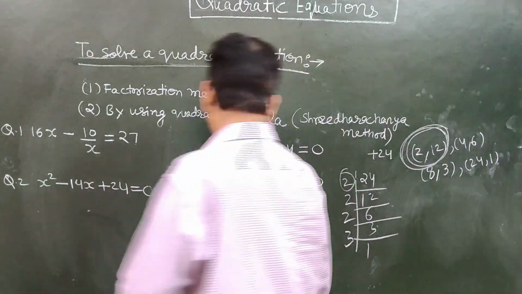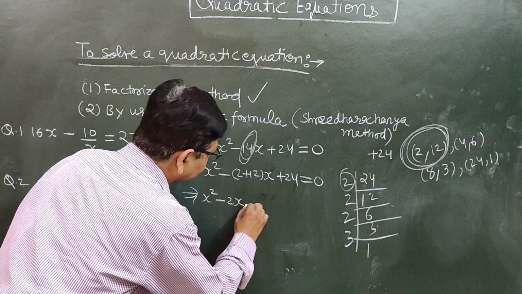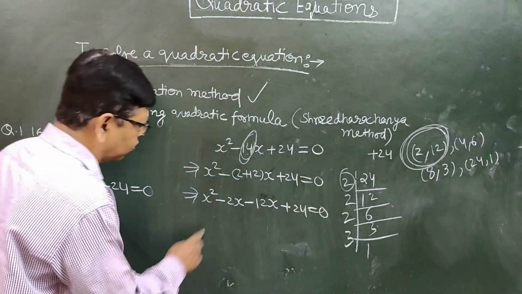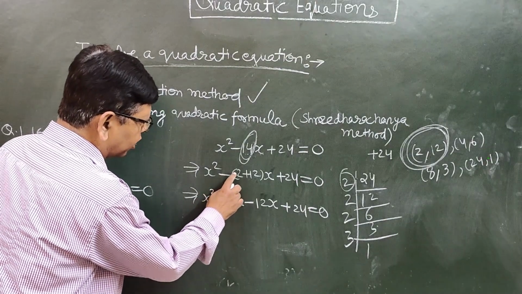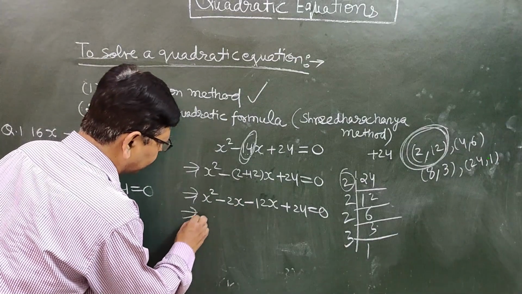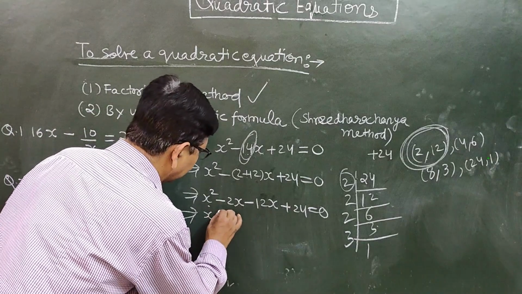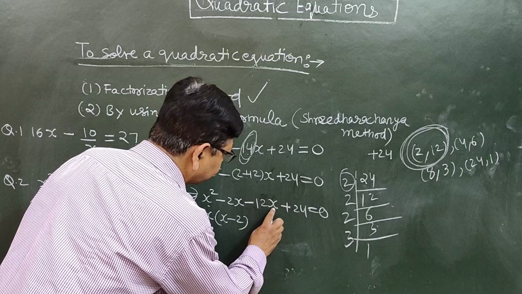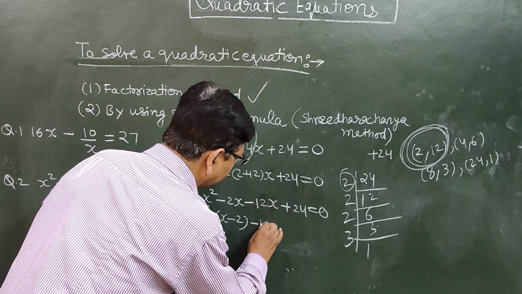Now let us solve it further. So x square minus 2x minus 12x plus 24 equal to 0. Why this minus sign? Because outside the bracket we have negative. So negative positive is negative, negative positive is negative. Now from the first two terms, I can take x as common. So if I take x as common, x minus 2. And here, I have to keep x as positive because x is positive here. So I will take minus 12 as common.